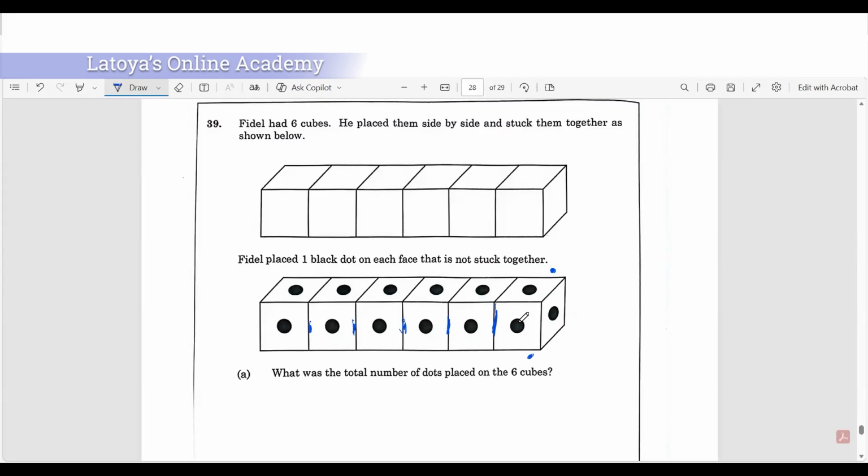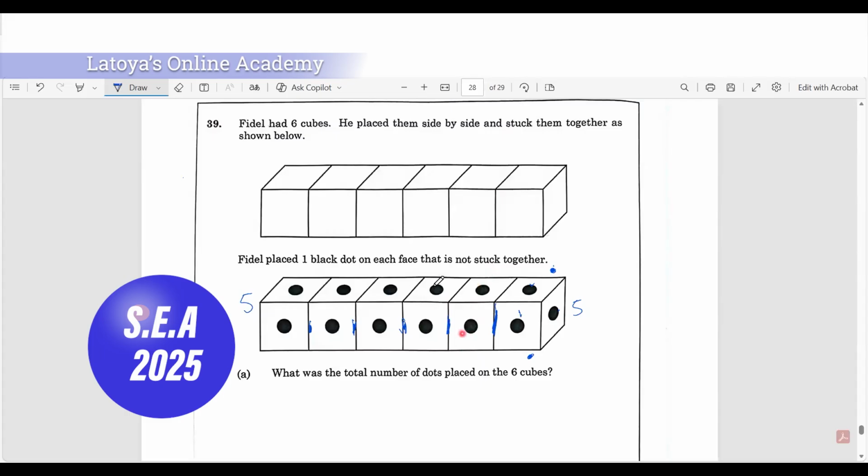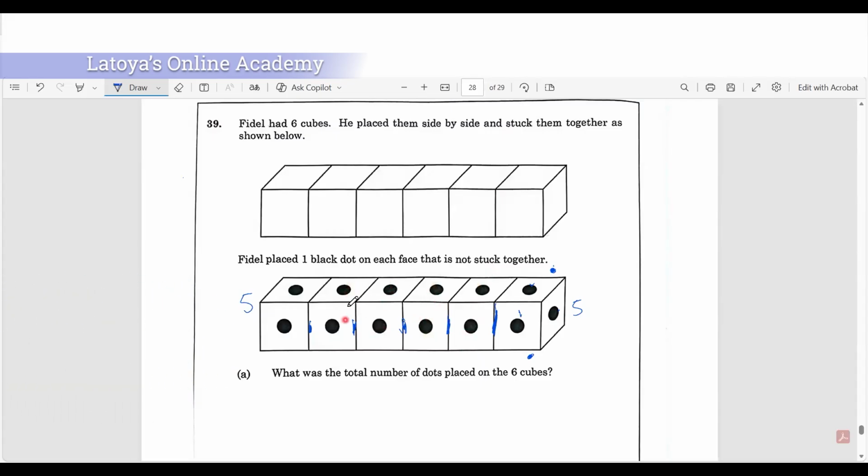Well, on the ends, we have 1, 2, the one on this side, 3, 4, and the one underneath, 5. So we have 5 on this end. We'd also have 5 on this end. Let's check the ones in the middle. Here we have 1, 2, 3, and the one underneath is 4. So we have 4 here, 4 here, 4 here, 4 here. 4 times. 4 fours are 16, plus the 5 on this side and the 5 on this side, that's 10. So we are getting the total to be 26.